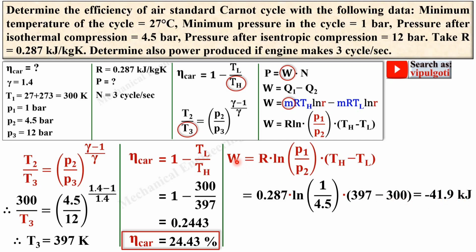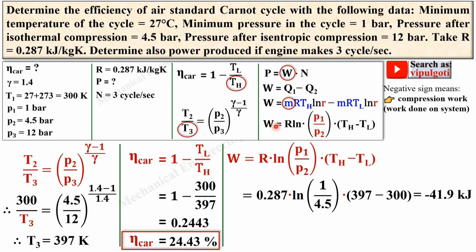Keep in mind this is W, means work done. So it can be in the joule or kilojoule. But why have I written here kilojoule? Because you know that R is in kilojoule per kg Kelvin. So it must be in kilojoule. Now again focus over here, minus sign. So negative sign means that is actually the compression work, means work done that is on the system. So this only indicates that the work done is on the system.